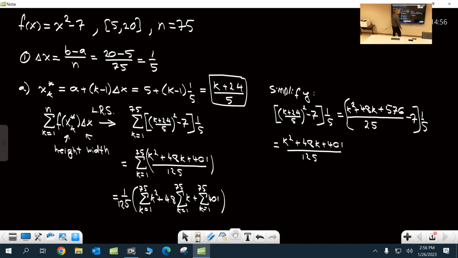All right. So now it's just a matter of doing some simple math. For k squared, the sum of the first n squares is n times n plus 1 times 2n plus 1 divided by 6, my n being 75.